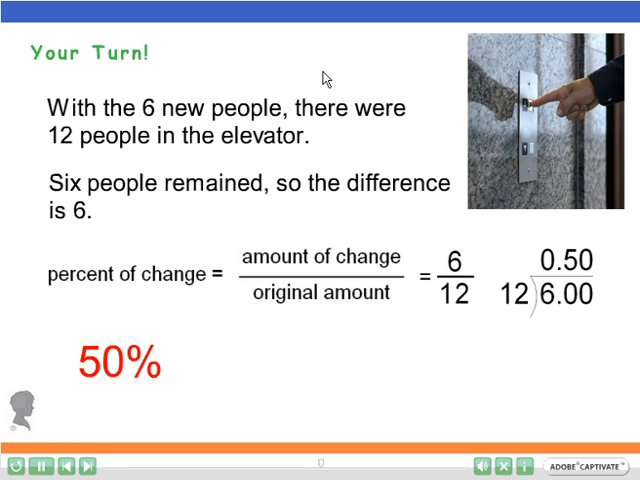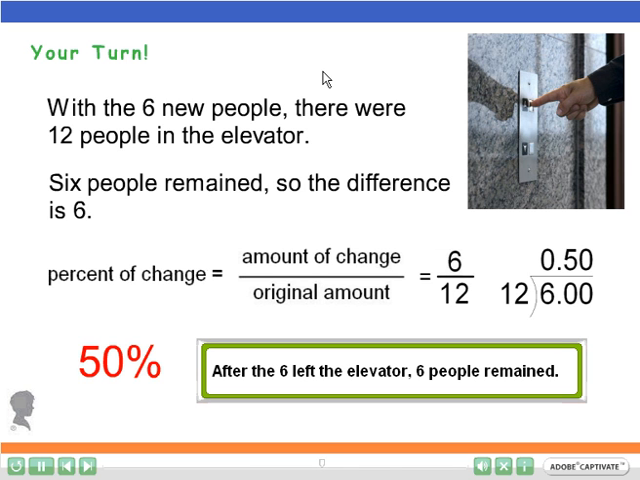Let's review where we are now. After the 6 left the elevator, 6 people remained. 4 more people got on, so there are now 10 on the elevator. Click Next to continue.